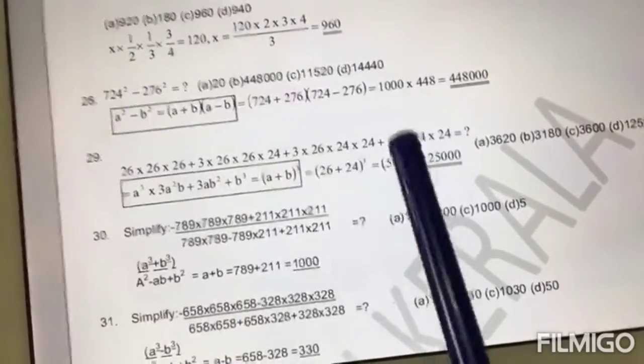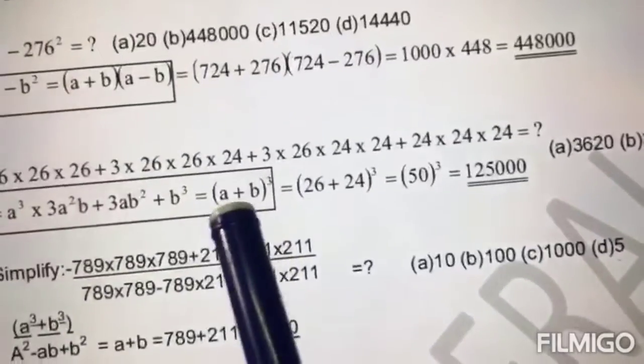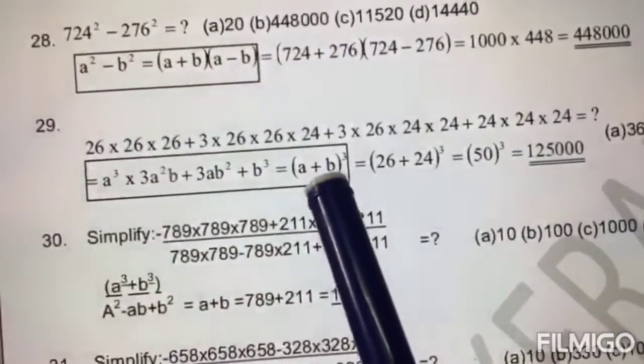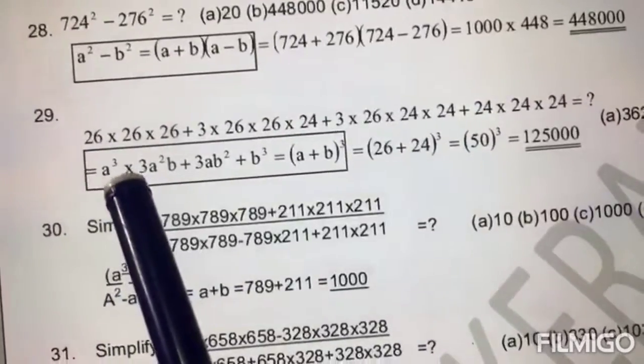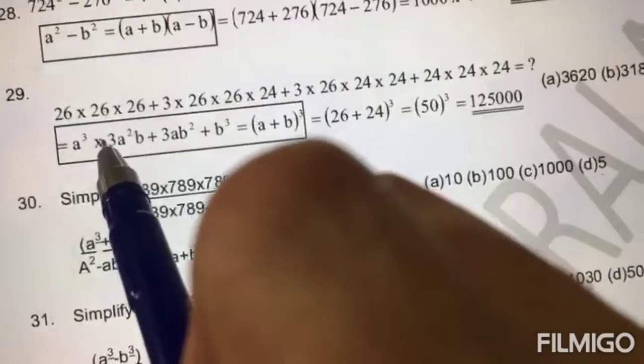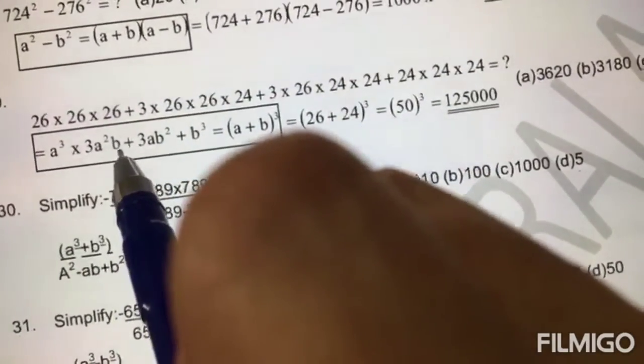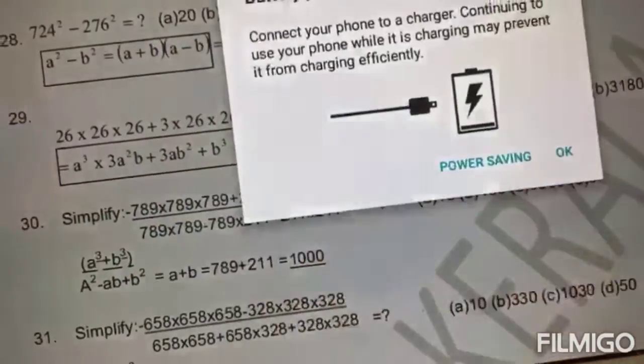Here the formula that they are referring to is (a + b) whole cube. Can you see whole cube? When you expand it, it will be a cube. This should be plus, not multiplied by. It should be plus. This is wrong. This is plus: a cube plus 3a square b plus 3ab square.